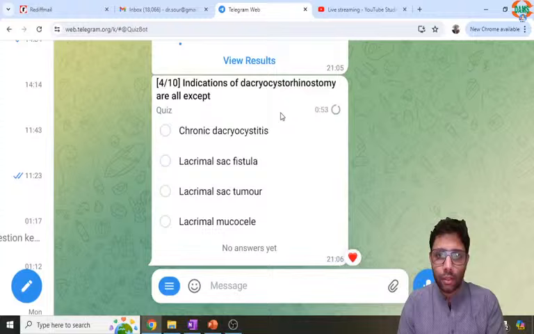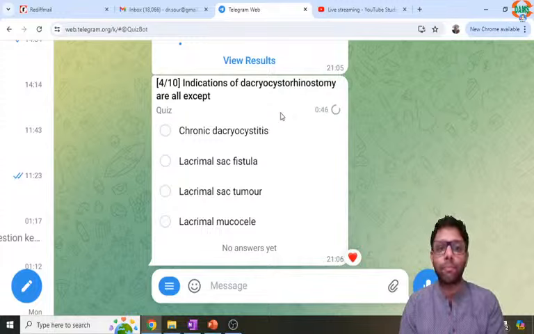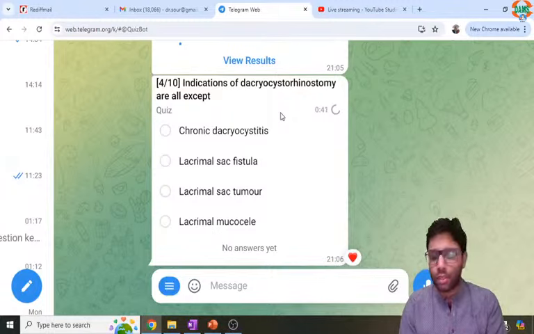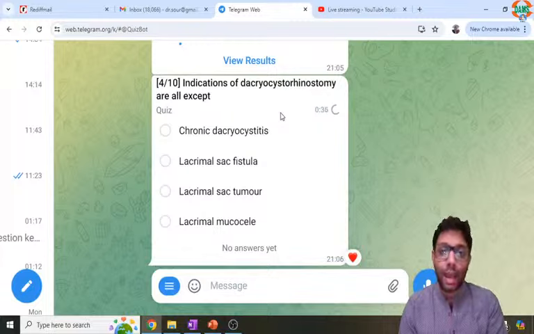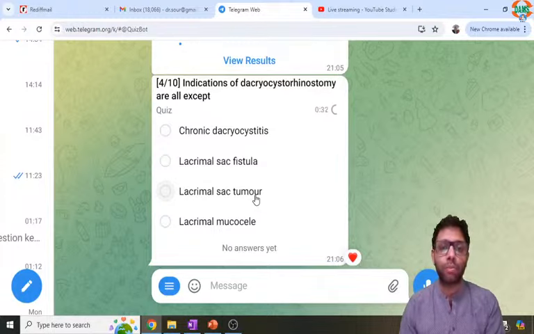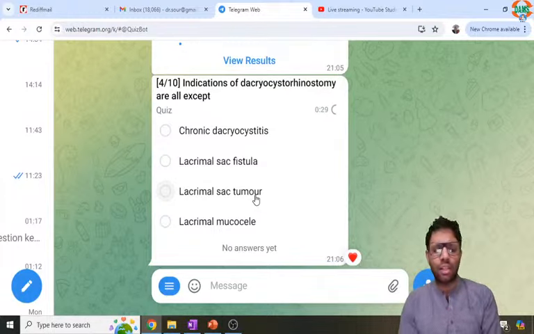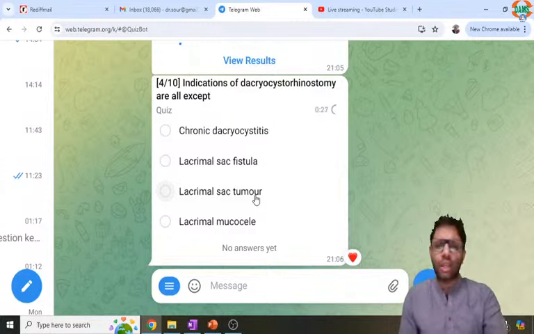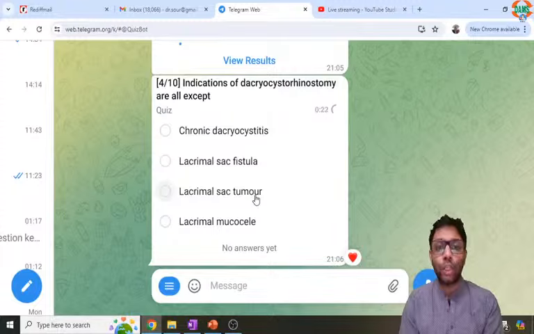Dacryocystorhinostomy is to make an opening between the dacryo, meaning lacrimal sac, and the rhino, meaning nose. It is indicated in all of the following except in lacrimal sac. You should know DCR is contraindicated in children less than 4 years because orbit bones are not developed. In acute dacryocystitis and fibrosed lacrimal sac, like lacrimal sac tumors, or in granulomatous conditions like TB, sarcoid, leprosy, DCR is contraindicated. In lacrimal sac tumors, that's the answer over here, DCT is done, dacryocystectomy.